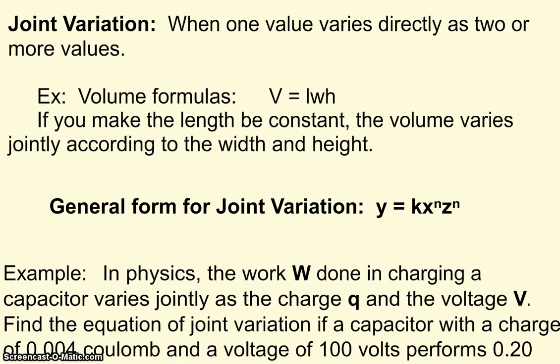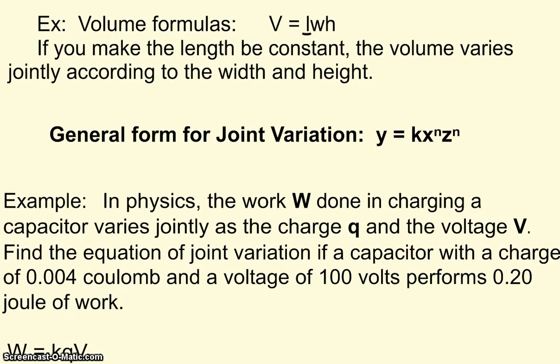In joint variation, you have a value that varies directly with two or more values. So you have more than one variable on the other side. One of the three variables will be constant. The other two can change. For example, you could make the length constant and the width and the height could change. If you make the width constant, then the length and the height would change. The general formula for joint variation is y equals kxz, or kx to the n, z to the n.